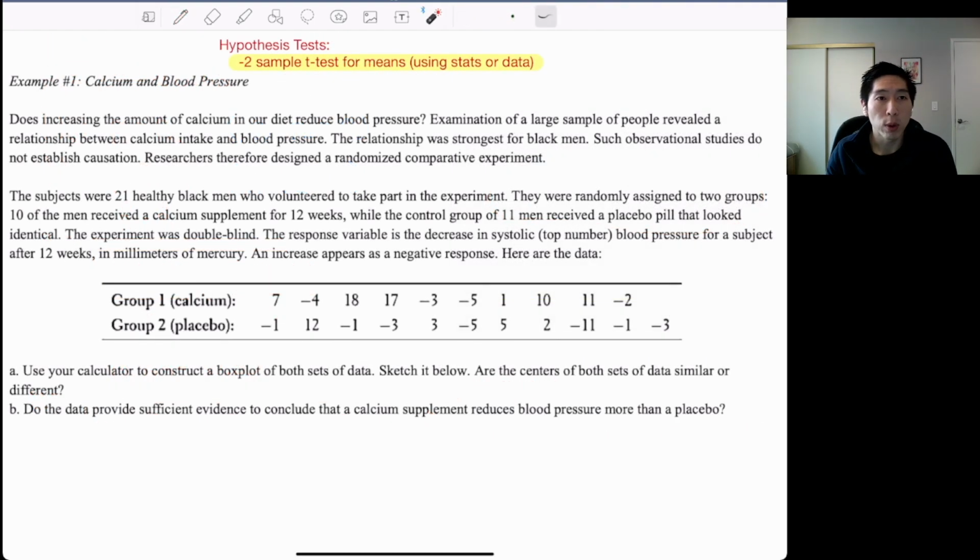In our last example, we're going to do a two-sample t-test for means using stats or data. Now we're going to start off with data, as you can see right here, and then we're going to move on to stats because it's easy to move from data to stats. So you know that you're going to have to put all this information in. If you didn't read the problem, I'm pretty sure you could just quickly label this as the calcium group and the placebo group, or group 1, group 2.